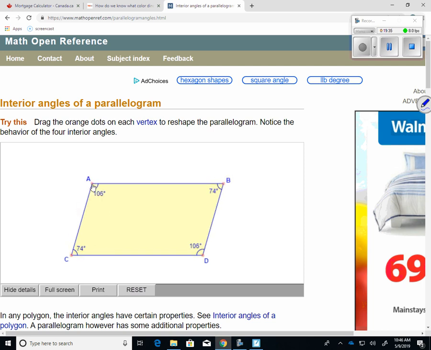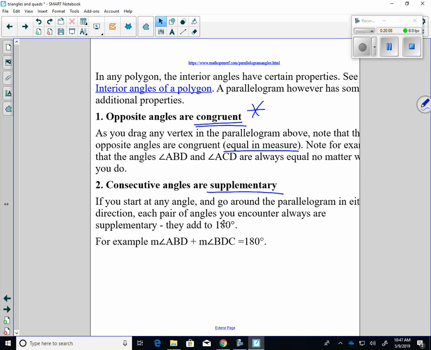So let me see if I can do it here. A and B are consecutive. How much do they add up to? 180. What about these two? 180. Is that true always? 110 and 70, 180. 120, 160, 180. So the angles that are beside each other always add up to 180. That's what they mean. Okay?